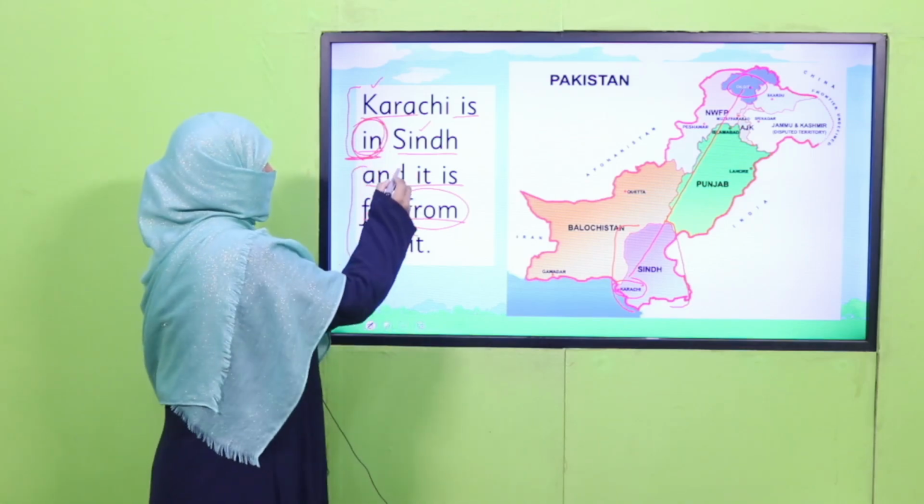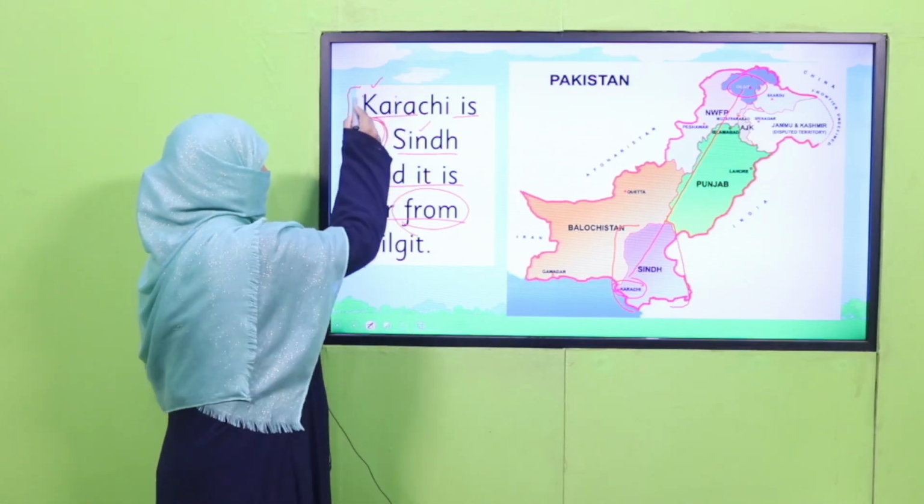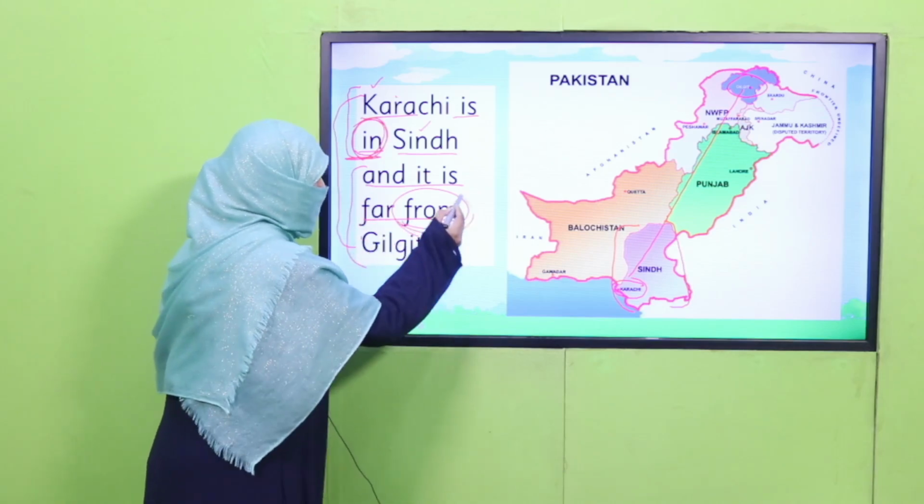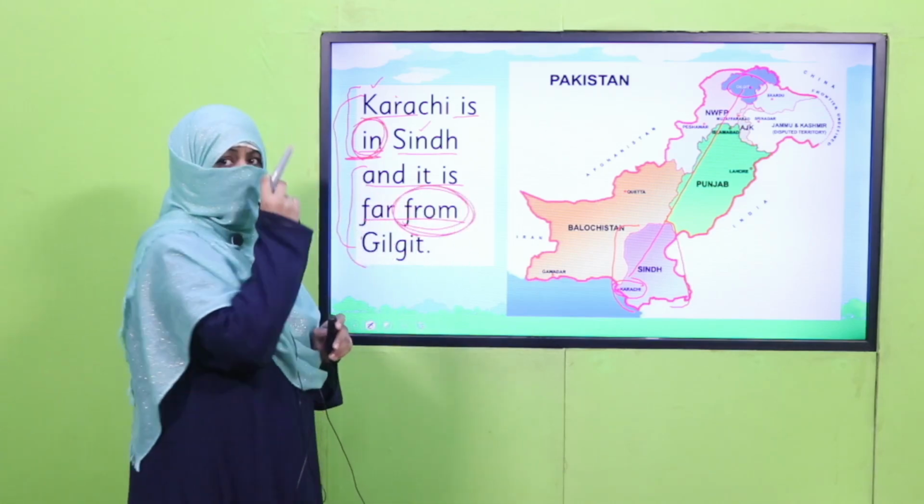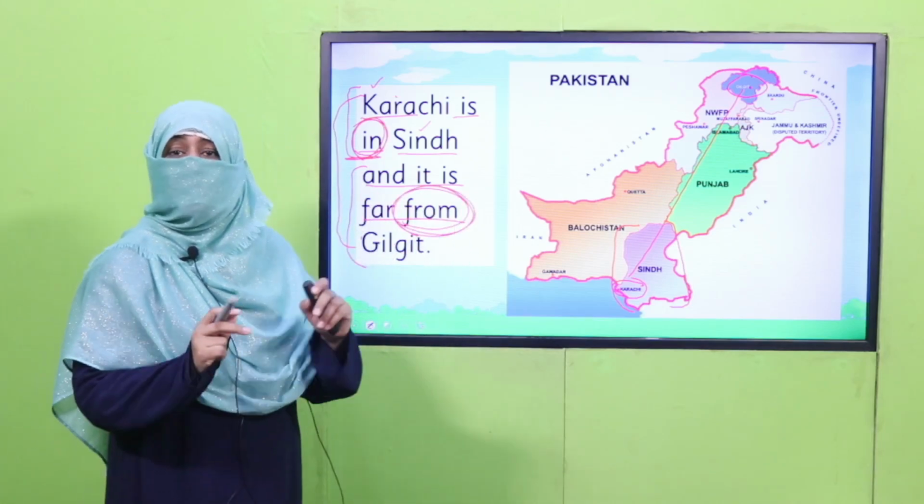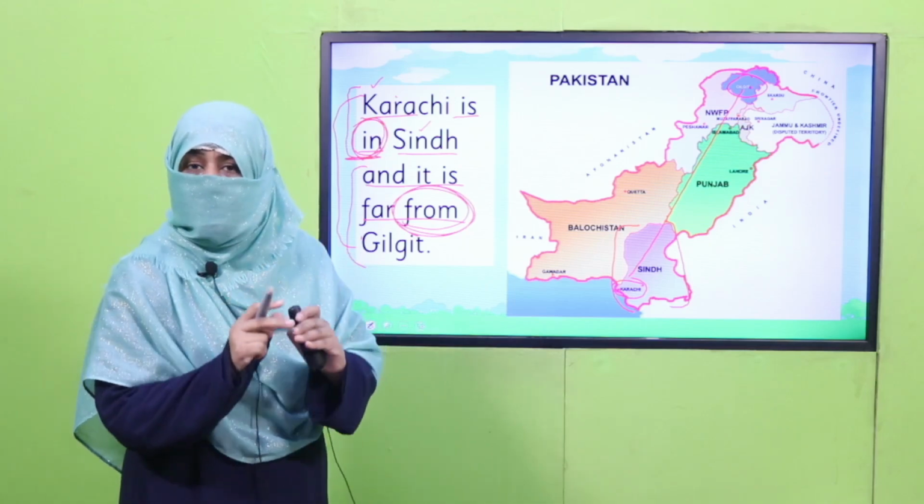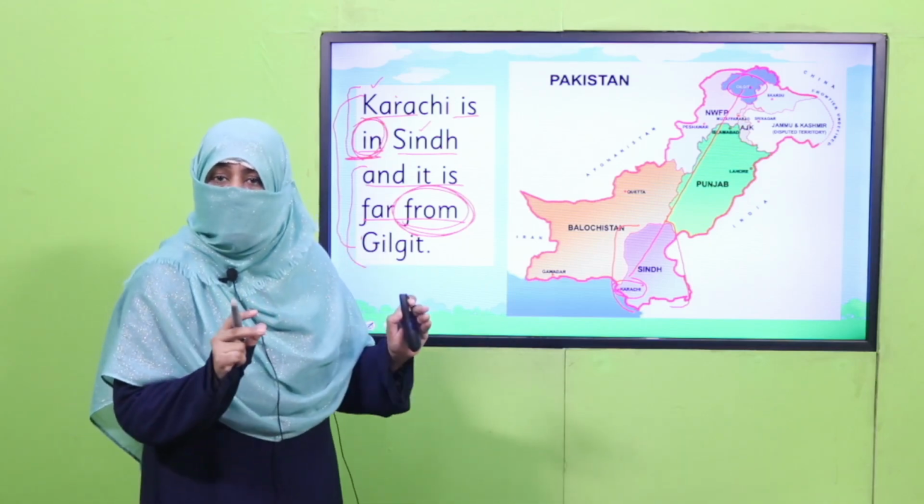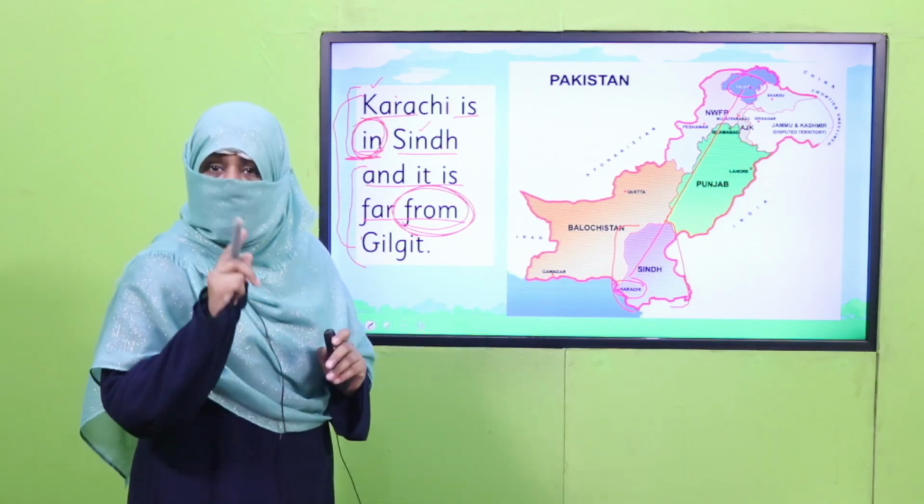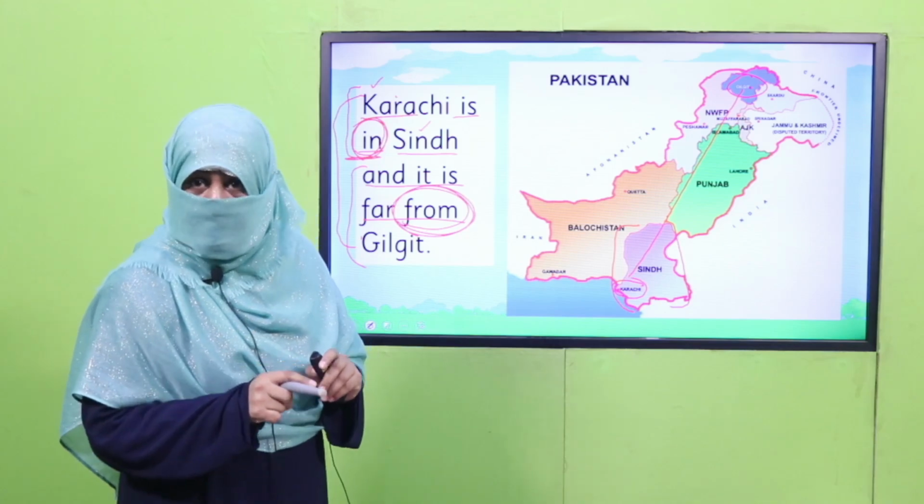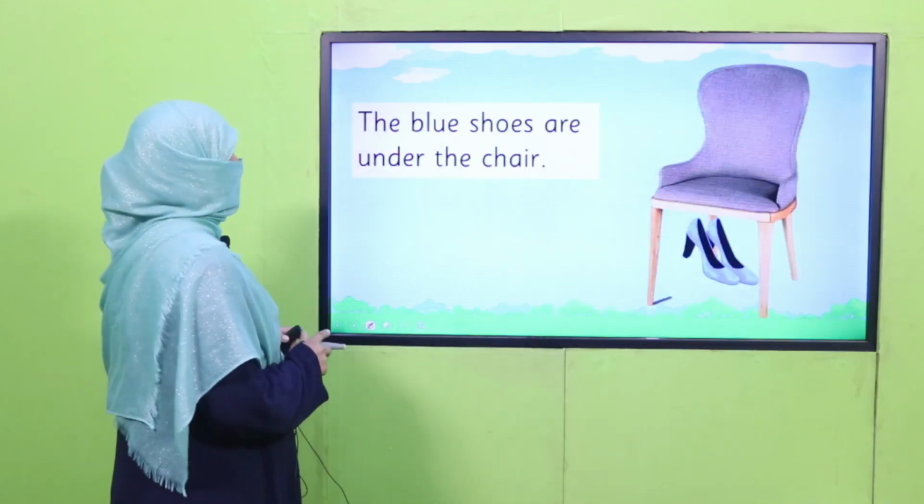And what the relation of Karachi and Gilgit? They are far from each other. So, this from is telling their location. So, these words which tell about the position, the location of naming words are known as position words. Are you getting it? Okay, I'm giving you another example.